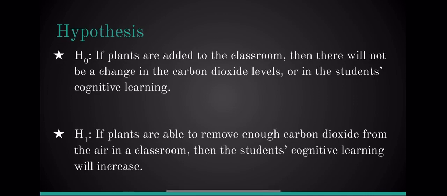I had two separate hypotheses for this experiment. My first hypothesis is that if plants are added to the classroom, then there will not be a change in the carbon dioxide levels or in the students' cognitive learning levels. My second hypothesis was that if plants are able to remove enough carbon dioxide from the classroom, then the students' cognitive learning will increase. This is the hypothesis that I did go with in my experiment.